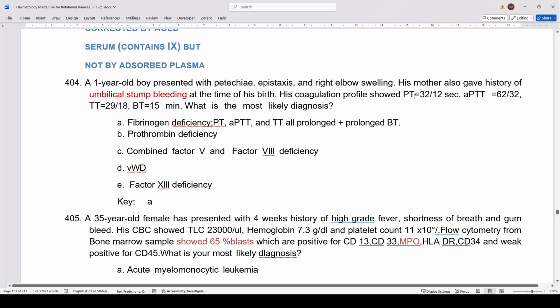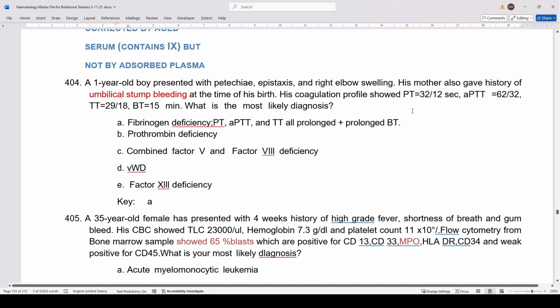His coagulation profile: PT and APTT both are prolonged. Okay, TT is also prolonged, and the bleeding time is also prolonged. So, what is the most likely diagnosis? Whenever there is a scenario about a small baby with umbilical stump bleeding at the time of birth, just consider factor 1 deficiency or factor 13 deficiency.